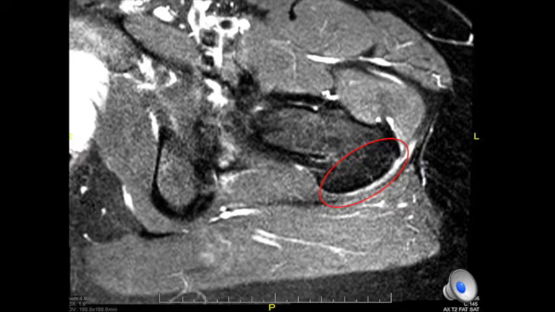Moving distally on this axial image, here you can see the lateral facet insertion of the gluteus medius with no intervening fluid between the deep surface of the gluteus medius and the lateral facet trochanteric bone. Here is the TFL showing no signs of hypertrophy.